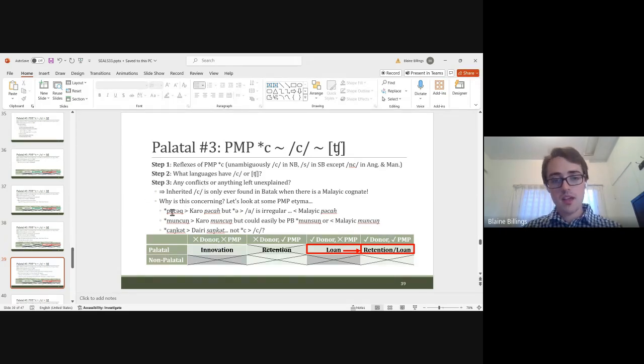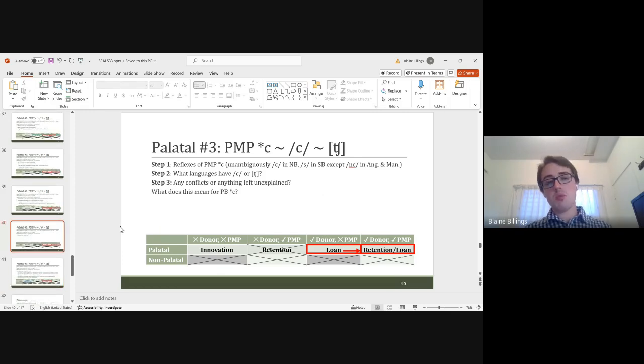So this should be a schwa here for the word pacha. This became karo pacha, but the expected phonological form would be the schwa retained rather than it becoming an A, which points to a Malaic loan. For muncung, this could easily be from Proto Batak munsung because S after N became C, or it could just be a Malaic loan. And then this is just another citation in Lusk's online comparative dictionary. Sometimes you even have cases where you have a cited PMP etymology with C, but a Northern Batak S.